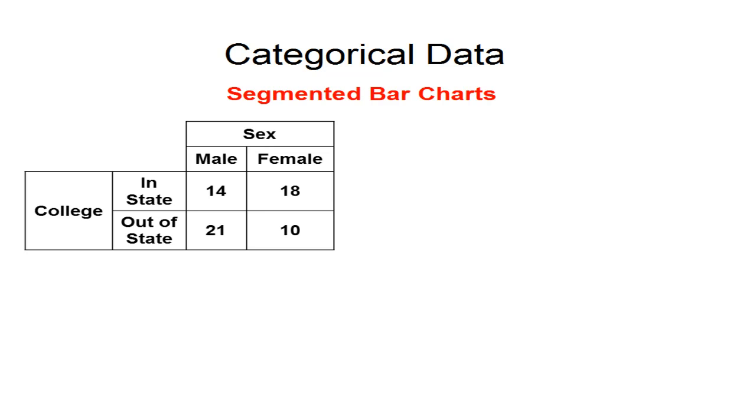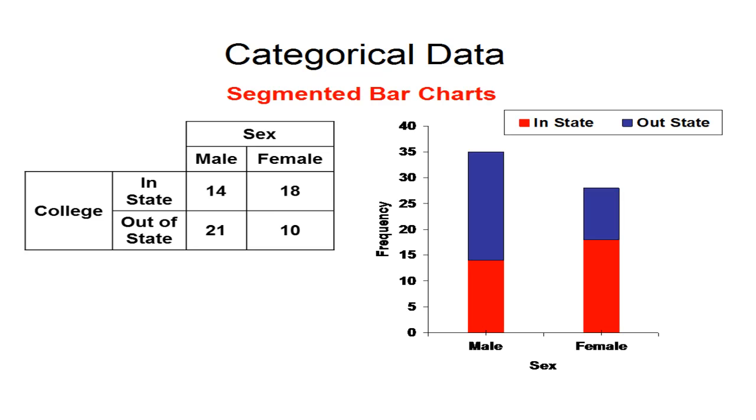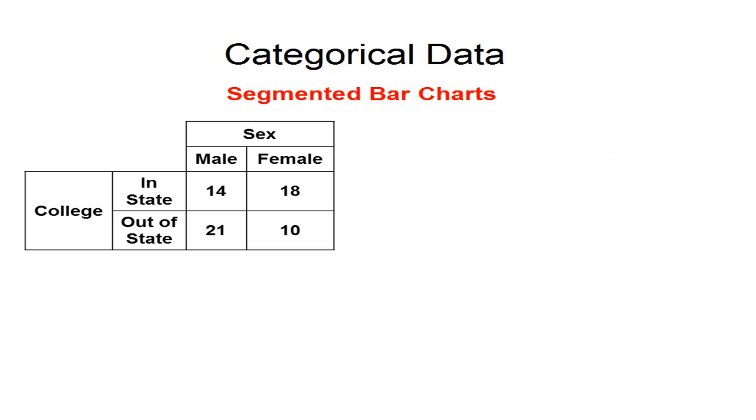Another type is segmented bar chart. In this case, we have the males and the females, and also the college in which they attend, whether it's in-state or out-of-state. Now, looking at these, we have males, and for the red we have in-state, the blue is out-of-state. And we can see that there are 35 males, the 14 and the 21, that represent the number of males. We have 28 females, and you can see from the graph that the red represents the in-state and the blue represents out-of-state.